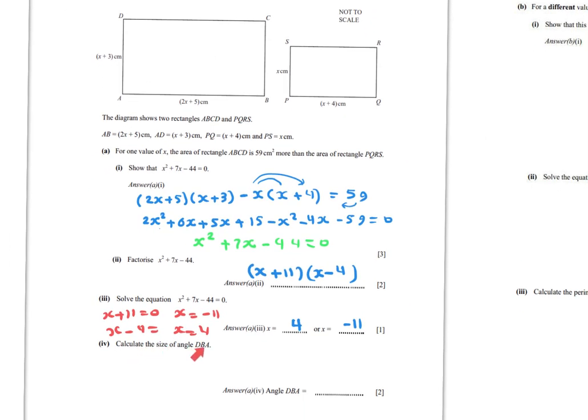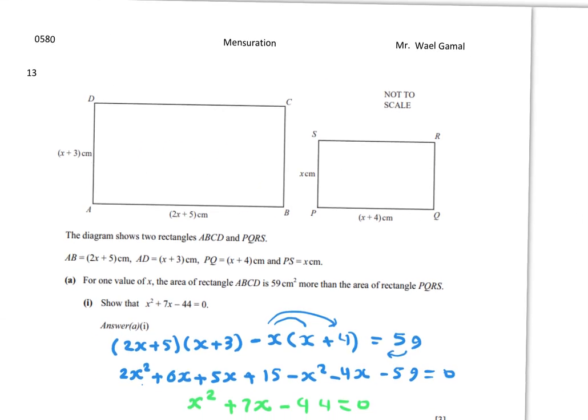Now calculate the size of the angle DBA. So we need to join this line. Angle DBA, this is the angle. How to find this angle? We need to find this side and that one, because we have a right angle triangle, because it's a rectangle.